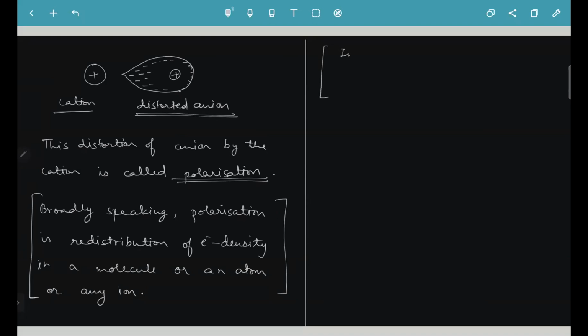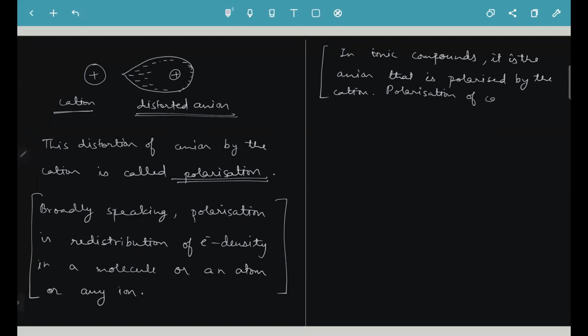ये point भी लिख सकते हैं. In ionic compounds, it is the anion that is polarized by the cation. Polarization of cation by anion is negligible. ठीक है, आ रहा है समझ में ये पॉइंट?